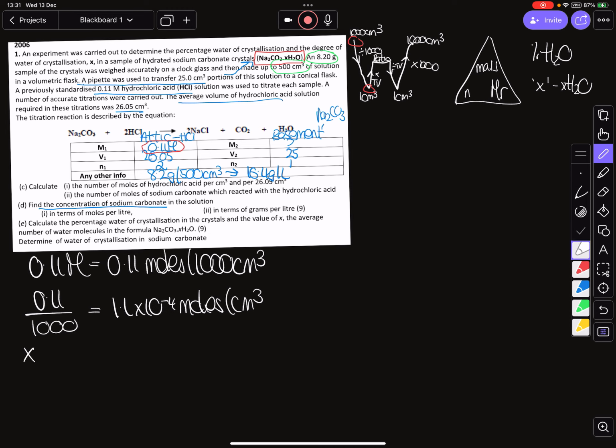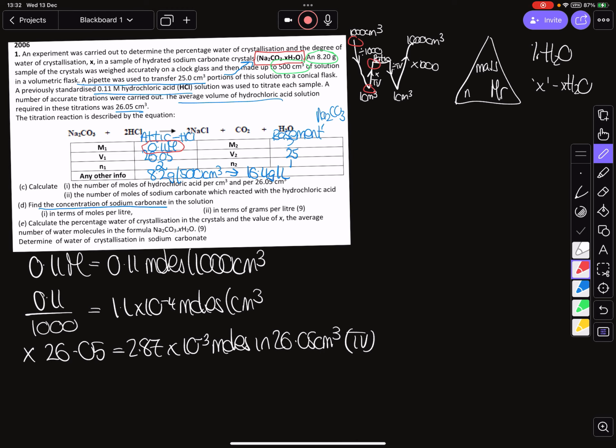We're going up, so we multiply by its titer volume, which in this case is 26.05. And when I do that, I get 2.87 by 10 to the minus 3 moles. And that is in 26.05 centimeters cubed. So this is our first titer volume. So we're now up to this part of our W.